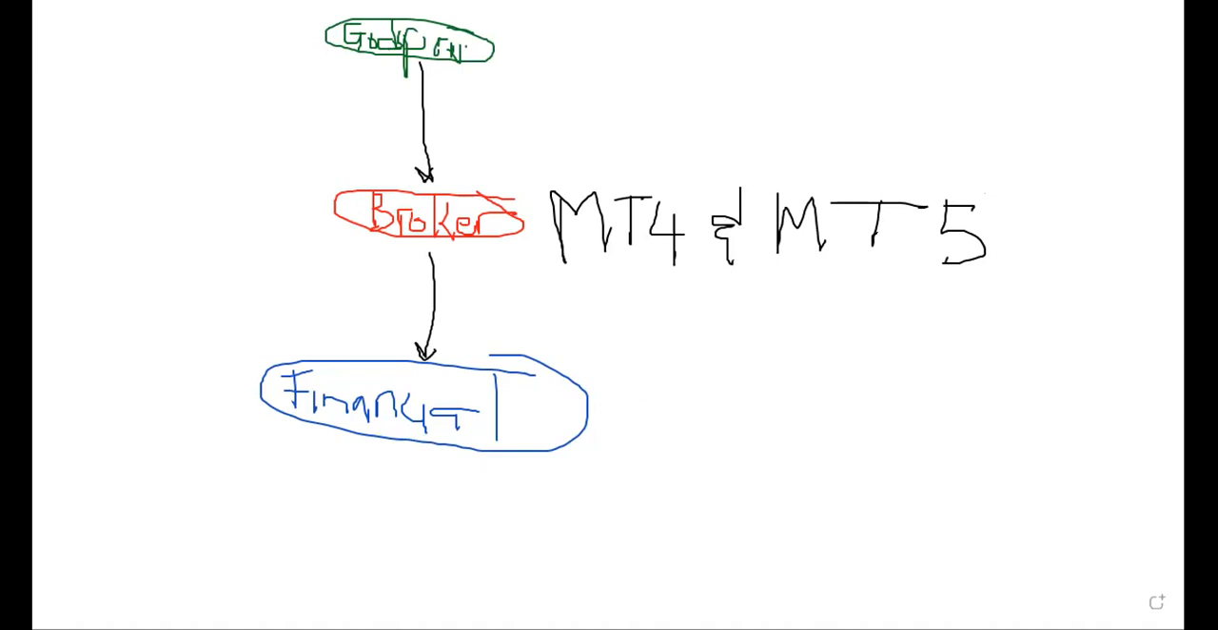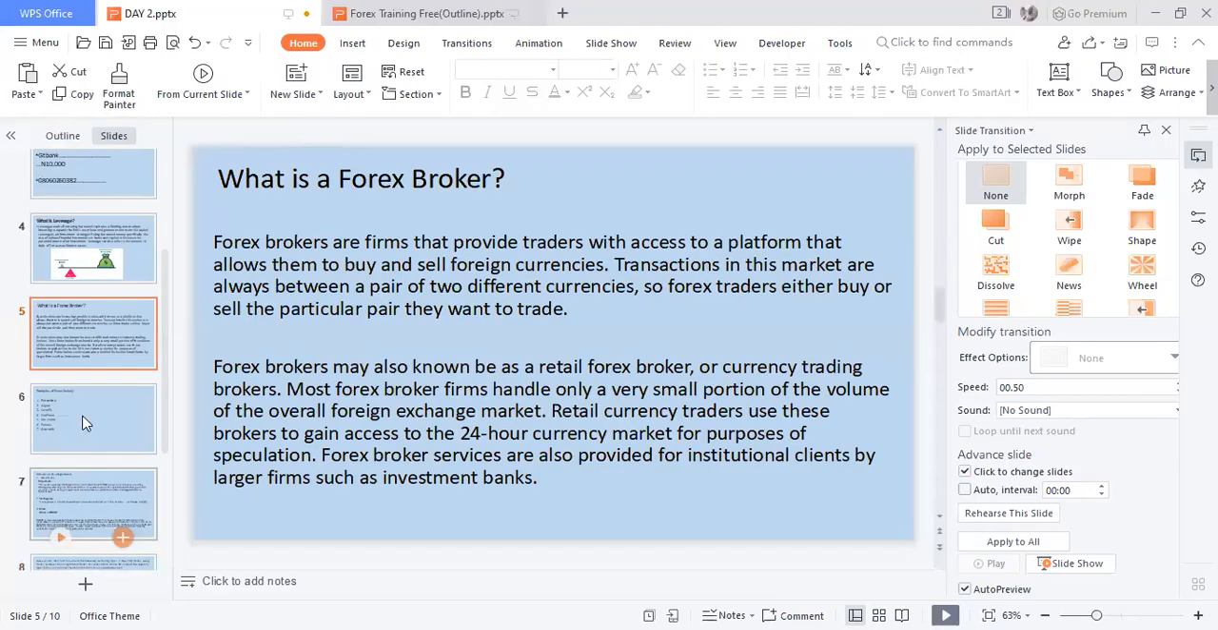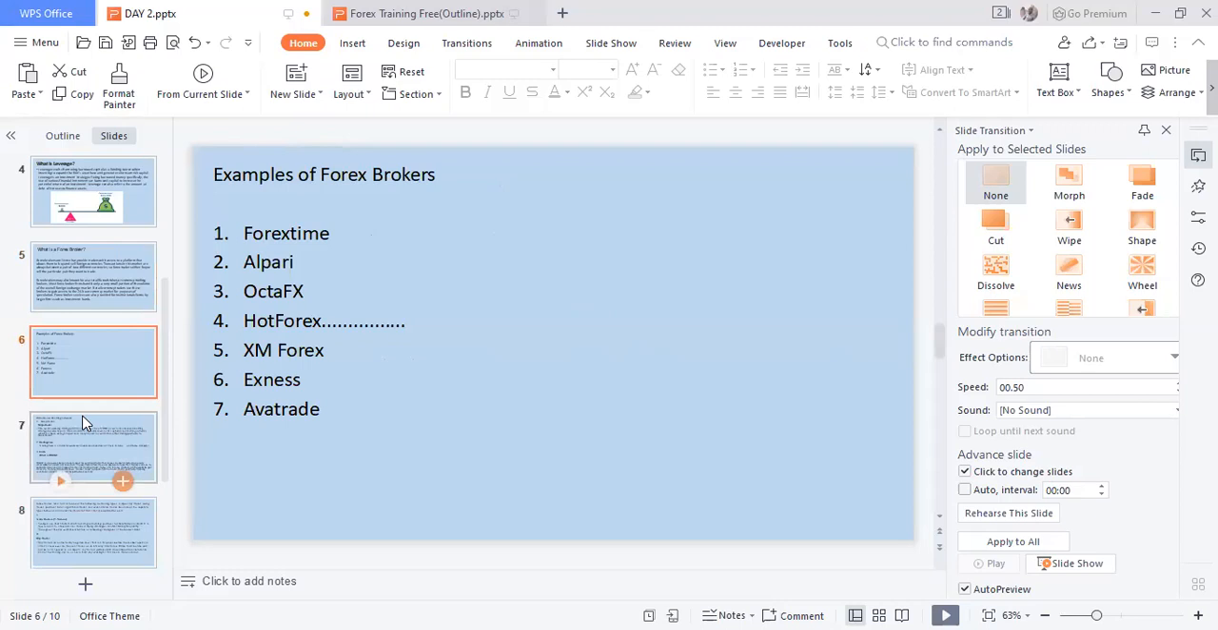So we have several types of brokers. Coming here with me, you see that we have Forex Time, Apari, OctaFX, XM Forex, XNES, AvaTrade, InstaFX, FXTM. We have a whole lot of brokers, countless, that operate in this financial institute.